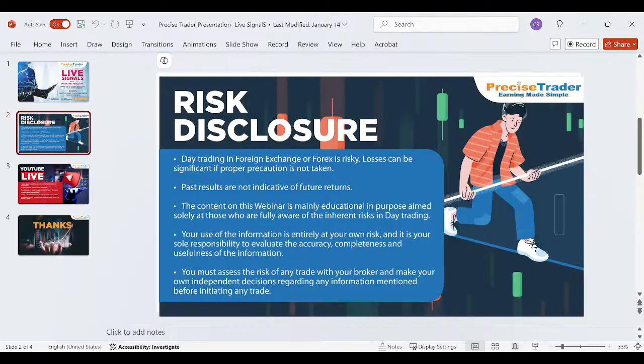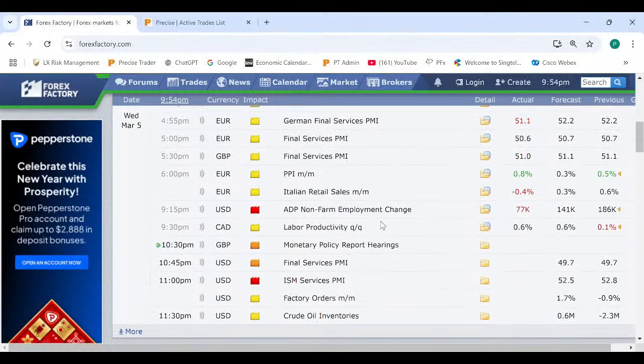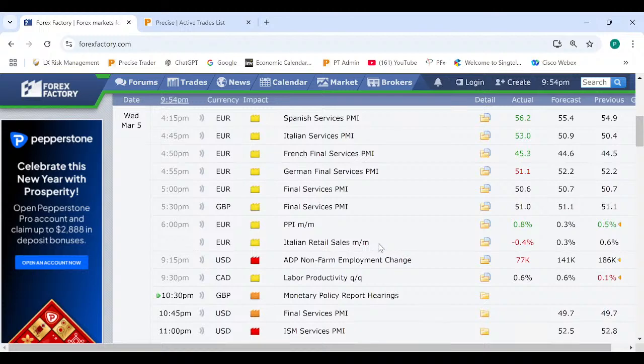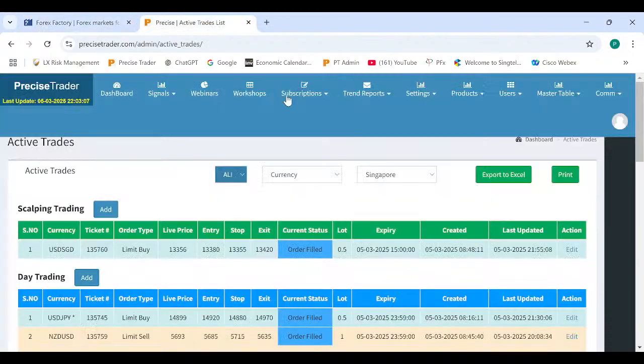So with that, we move on to our live analysis. The ADP non-farm employment change came out bad. The forecast was 141, but it came out to be only 77k, and we are supposed to get another data, which is ISM services PMI, at 11. So we just have to get our focus, so at least we don't get into this.